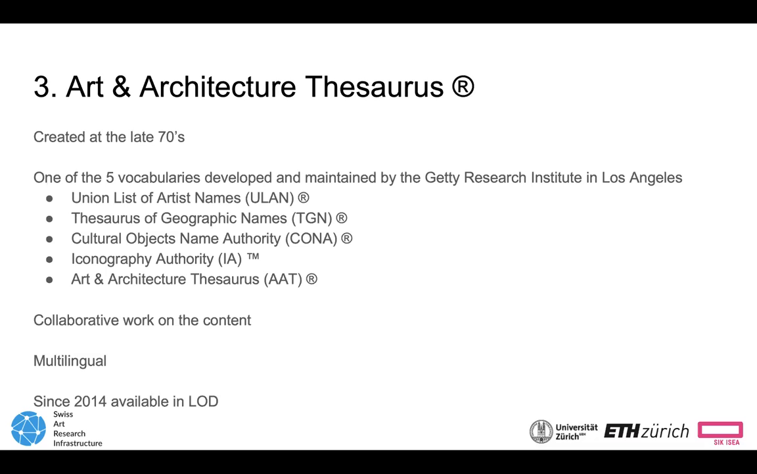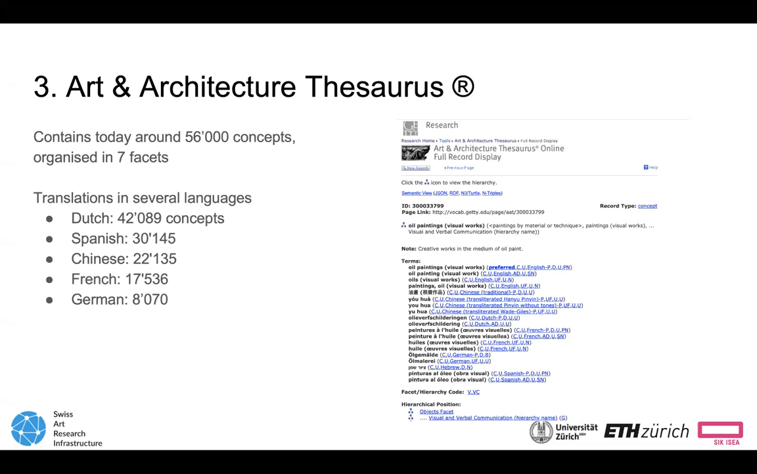Therefore, it is multilingual, and since 2014, available also in linked open data. Here you can see an example of a concept at the AAT. The AAT contains today around 56,000 concepts, and they are organized in 7 facets.